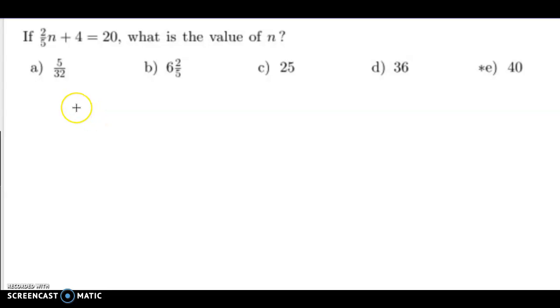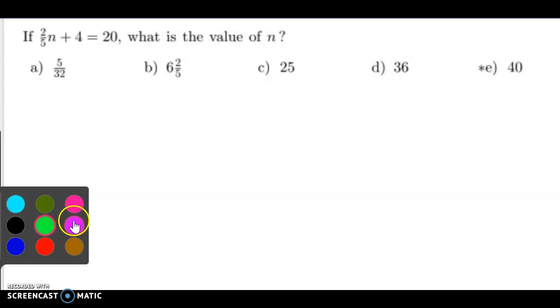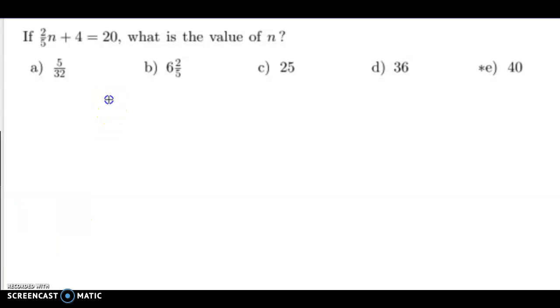So it says if 2/5 n plus 4 equals 20, what is the value of n? So our first step obviously is going to be to write down the problem so we can work with it. And we have 2/5 n, don't let that fraction scare you, it really won't be that bad when we get to it, plus 4 is equal to 20.